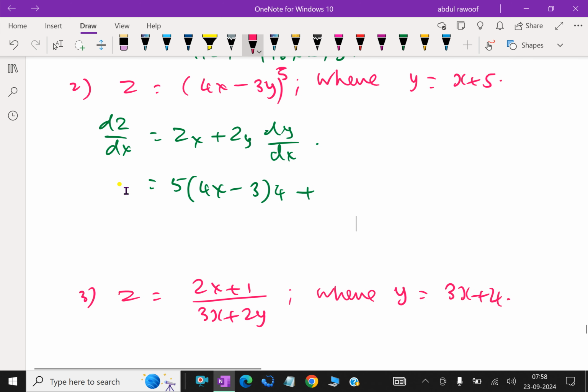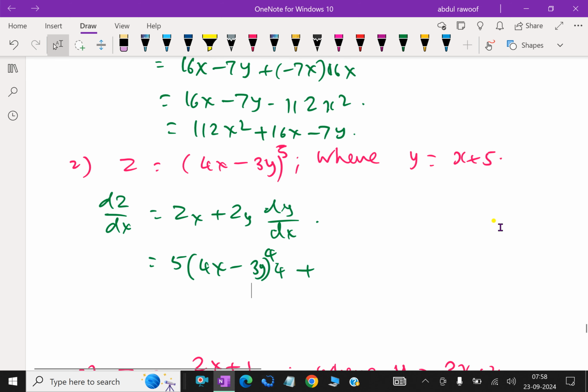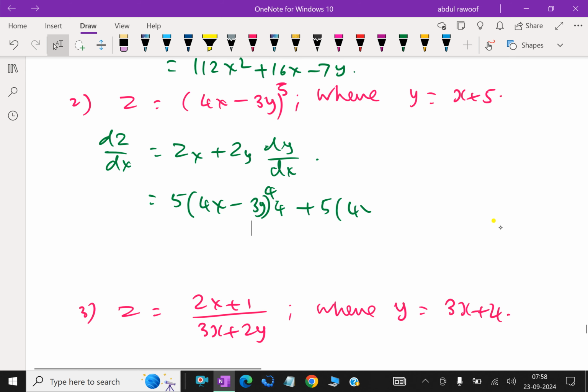Now look at here, this first zx is 5 into 4x minus 3y whole power 4 into 4, 4x differentiation is 4, then plus zy is 5 times 4x minus 3y power 4, 5 minus 1 is 4, and differential with respect to y is minus 3, because minus 3y differentiation is minus 3, and dy by dx. Dy by dx is here 1, because y equal to x plus 1.